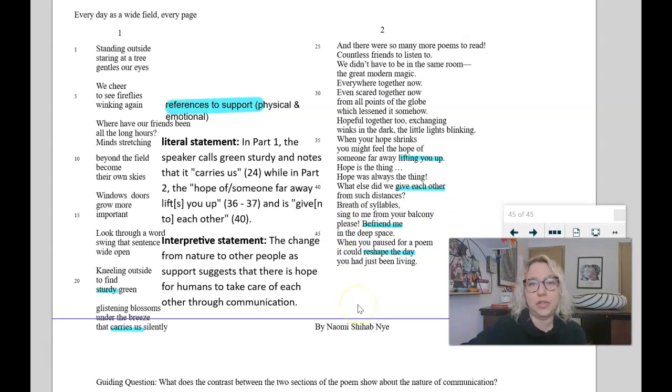And then, again, this took me a long time to get here. I sat down and I tried writing this out a few different times, and I eventually came up with the change from nature to other people as support suggests that there is hope for humans to take care of each other through communication. Once again, I've made sure that I'm using the guiding question to help me in getting to some kind of point about communication. I'm looking at the contrast between the two parts. And I am going back to the literal, the non-debatable. So I'm pretty happy with this. I think I could write some interesting stuff about this. And maybe these would be my main 3 body paragraphs now that I would write about.